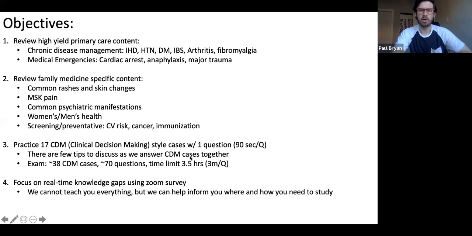So we're going to practice CDM questions. This is the second part of your test on LMCC Part 1. You have 38 cases on the test and about 70 questions. So on average, they give you about 2 questions per case, but there are cases that have 1 question and cases that have 5. It's about 3 minutes per question.